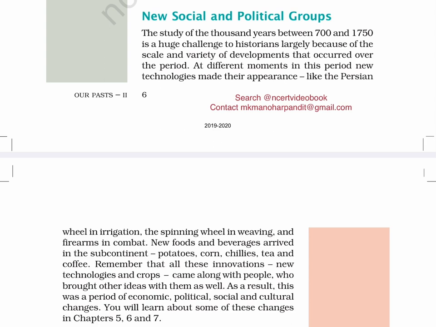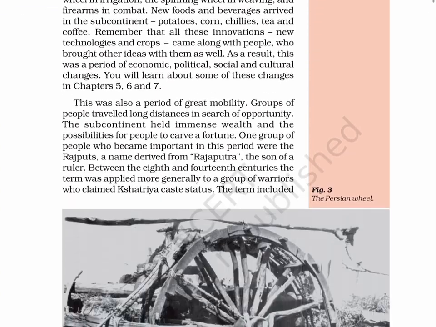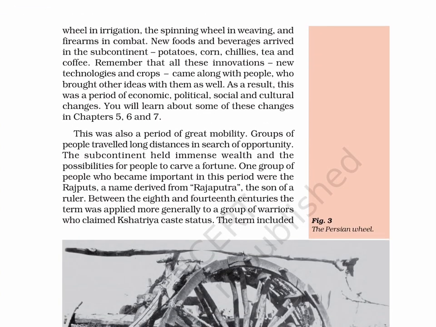At different moments in this period, new technologies made their appearance, like the Persian wheel in irrigation, the spinning wheel in weaving, and firearms in combat. Page 7. New foods and beverages arrived in the subcontinent: potatoes, corn, chilies, tea and coffee.